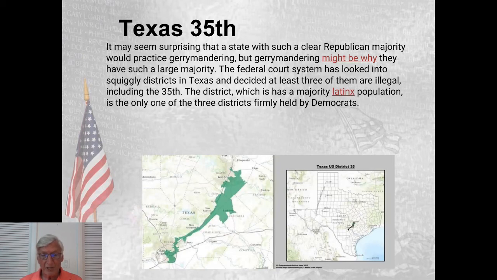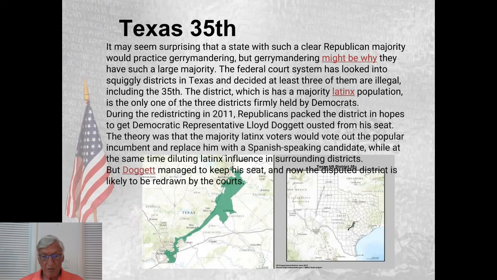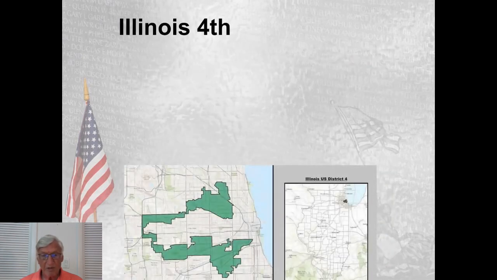This is the 35th. This has a majority Latinx population. It's the only one of the 3 districts firmly held by Republicans. Lloyd Doggett is representing this district, and they were trying to get him out, but even by doing what they were rearranging, they weren't able to do it, and he's still in Congress. It's likely that's going to get redrawn when things come down to the final analysis.